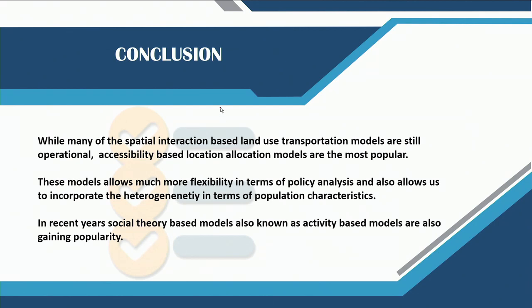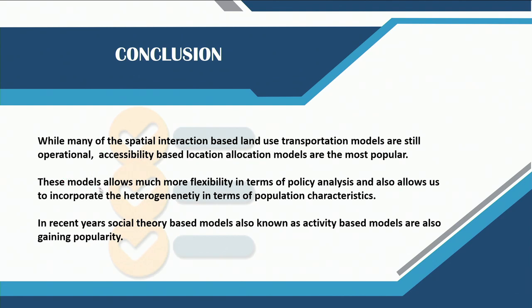So to conclude, while many of the spatial interaction-based land use transportation models are still operational, accessibility-based location allocation models are the most popular. They are popular because they cover both accessibility as well as the location theories to a certain extent, and also the economic as well as the gravity model to a certain extent. That's why they are the most popular, and they are more robust also.